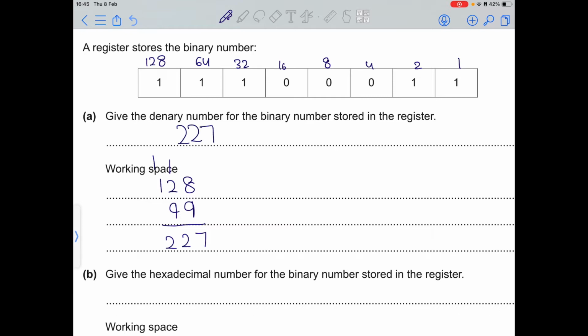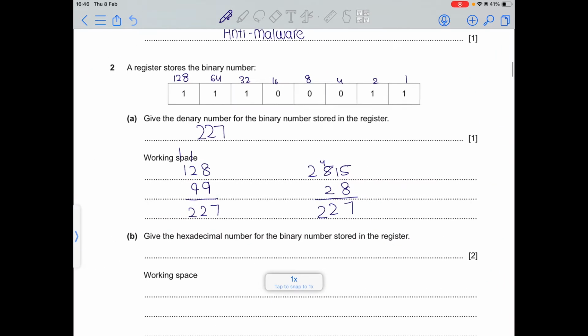You can also check this because 16 plus 8 is 24, and 24 plus 4 is 28. 255 minus 28 would be 227, because 255 is the maximum number that can be stored in a single byte. So if everything is 1, you'd be able to store 255. So if you check the zeros, it still gets the same value, and it's correct.